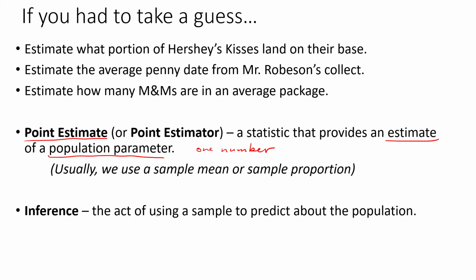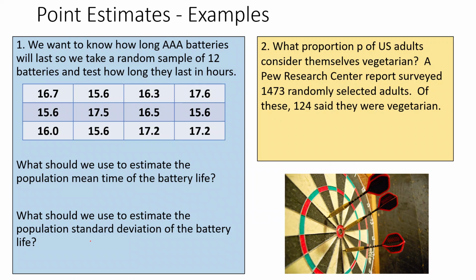All right, so all this guessing, using a sample to predict something about the population, that is inference. That was our fourth domain of statistics, and that is what we're looking at here with confidence intervals and with point estimates.